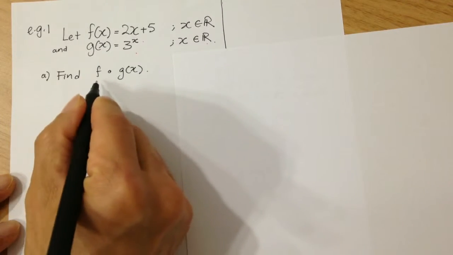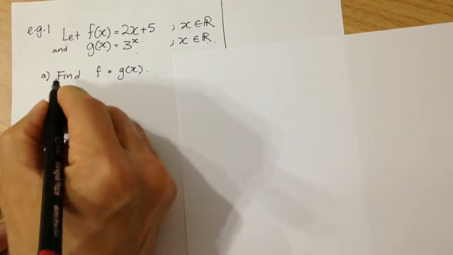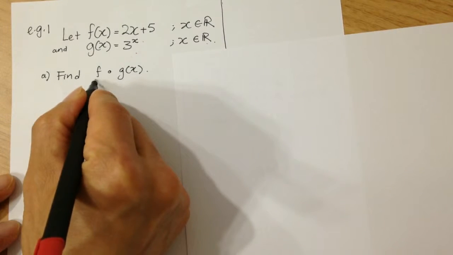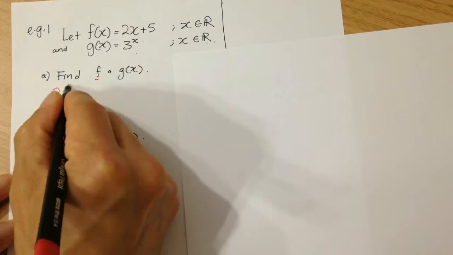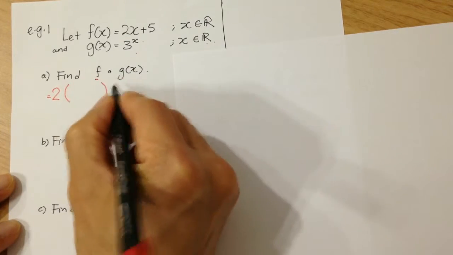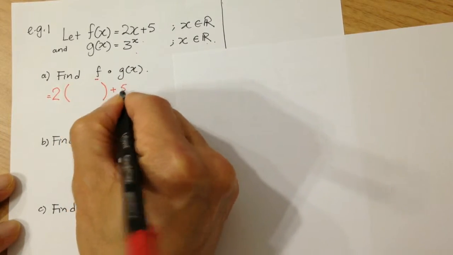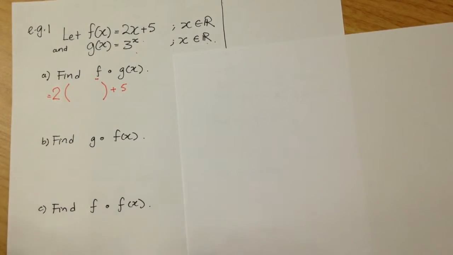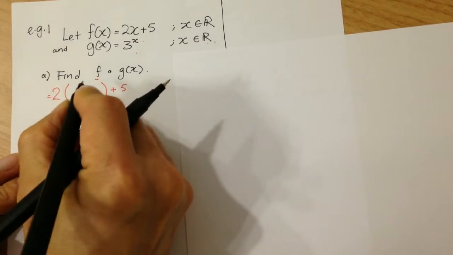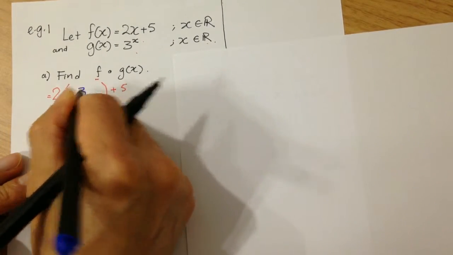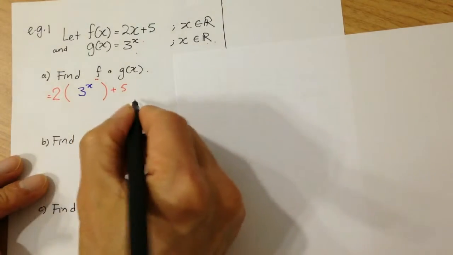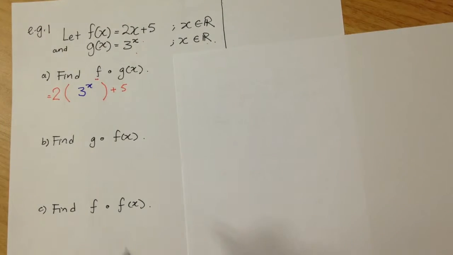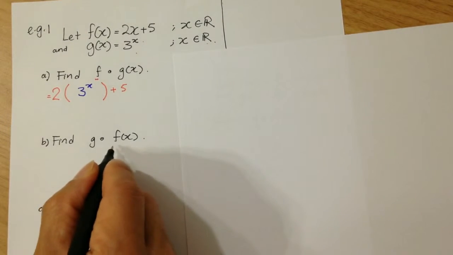So f of g of x: first you write f. Whenever you see an x, put a big bracket, and then you write 2 big bracket plus 5, and inside the bracket you put g, which is 3^x. So this is the answer. That's it.